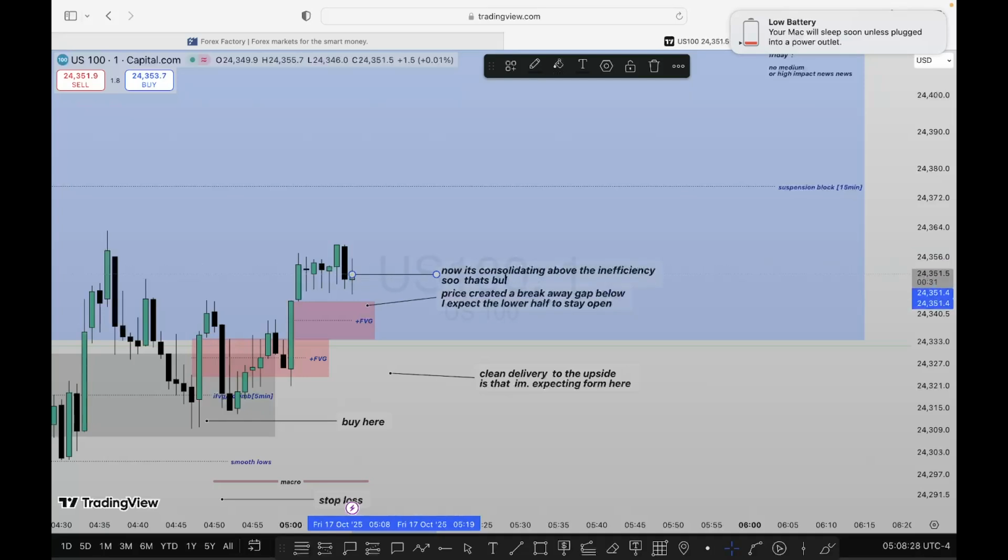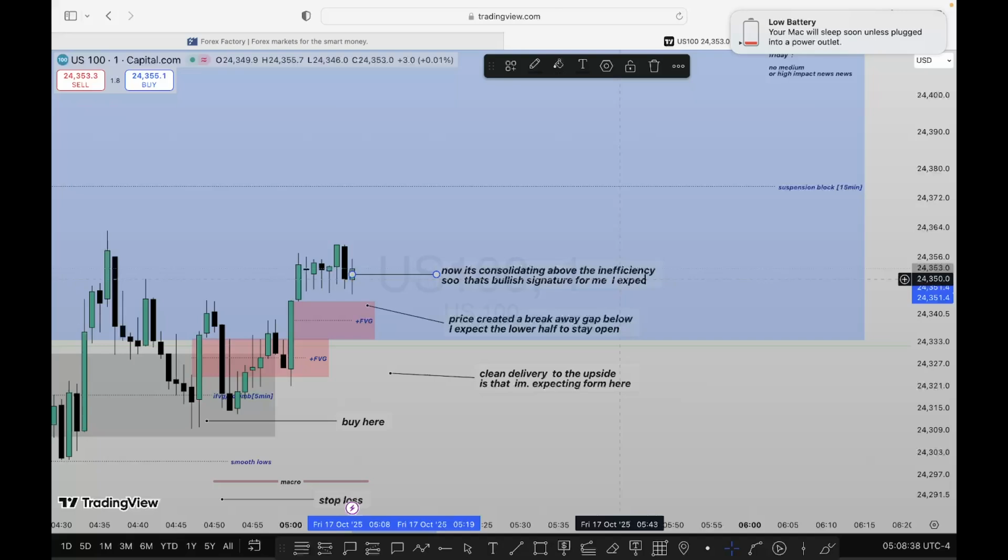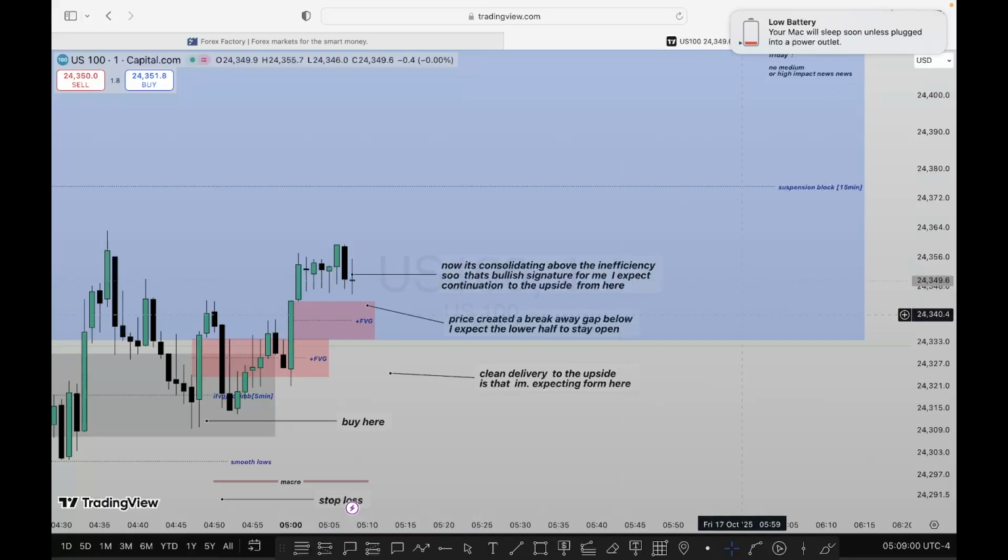That was what I was thinking, but I didn't point it out. So I pointed out that it's bullish signature. I expect continuation to the upside. Look at the text. I'm texting out my thought process while trading. I do that a lot.